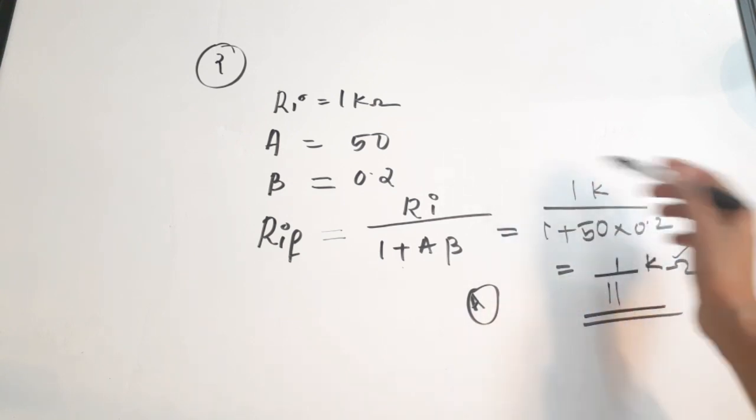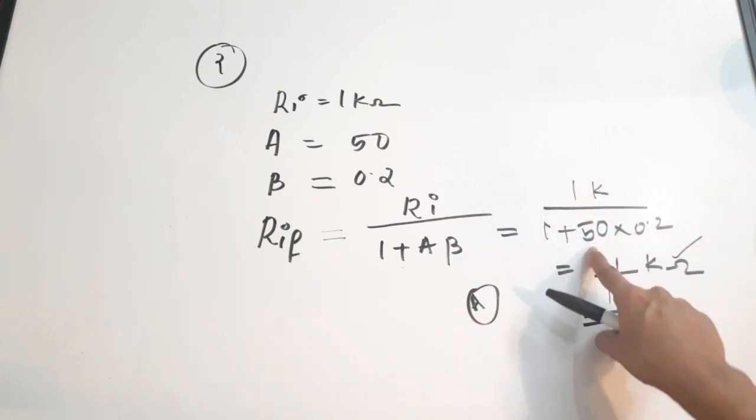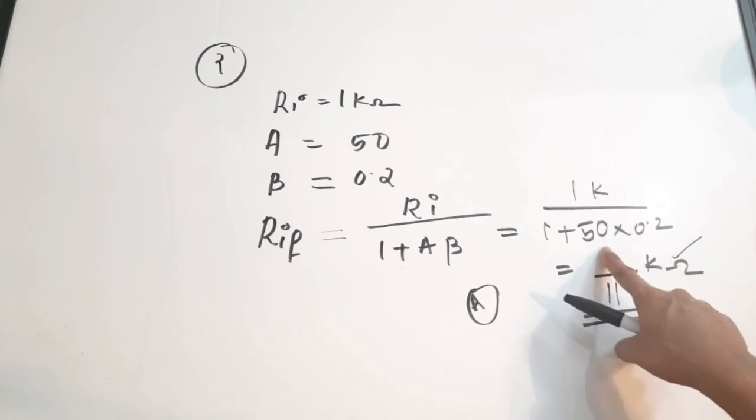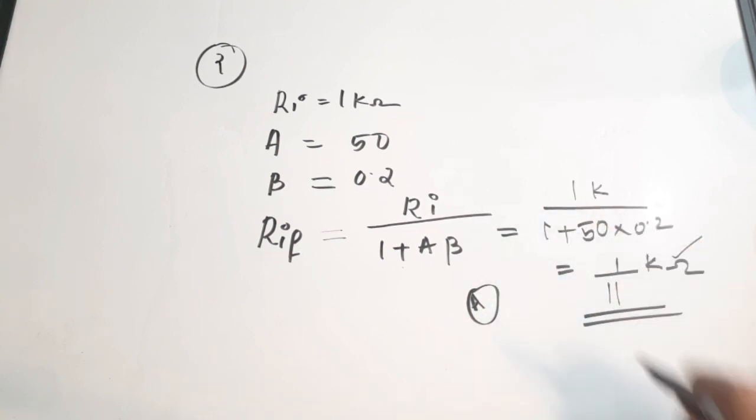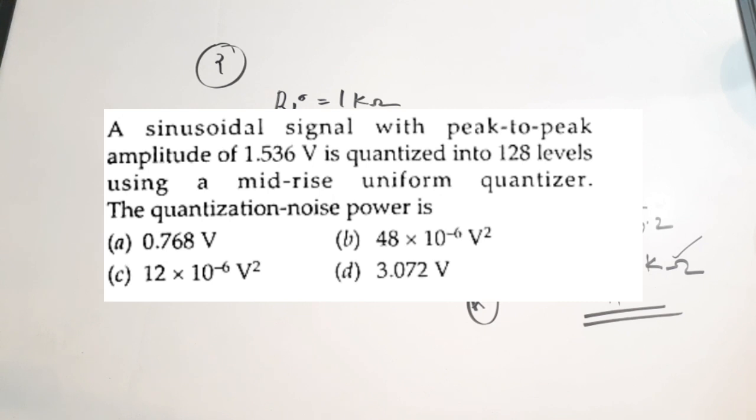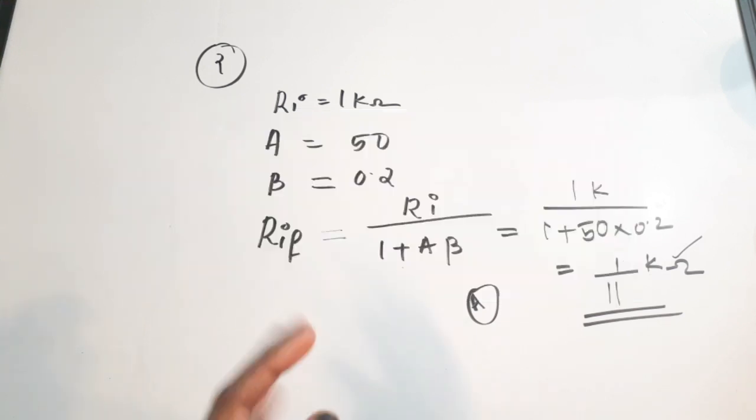So in order to solve this sum, it is very easy. 50 into 0.2 is 10 plus 1 is 11. So 1 by 11 kilo ohms. It is very easy to calculate. Correct answer is option A for the second question.